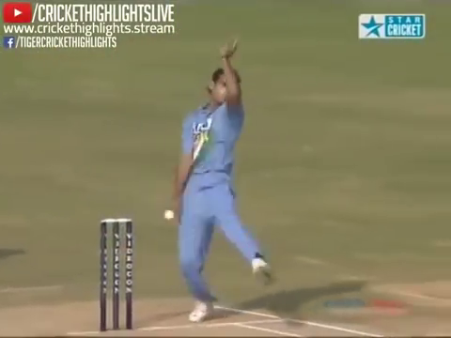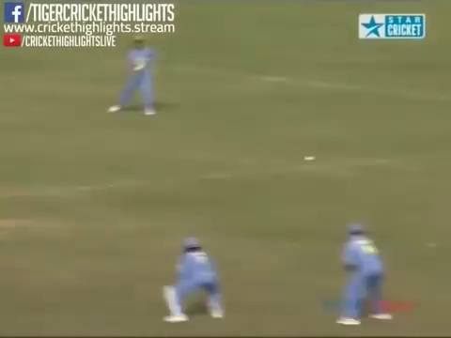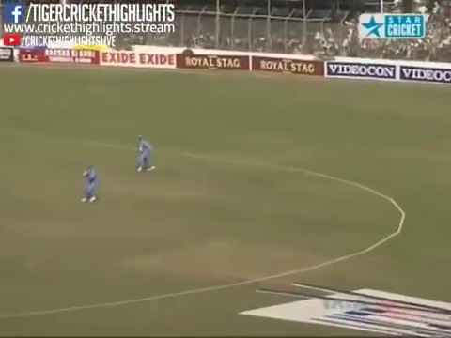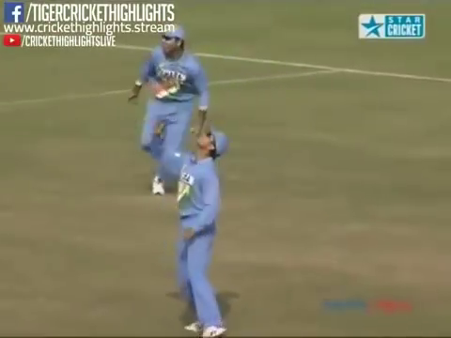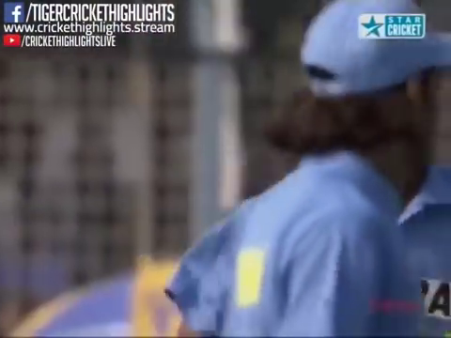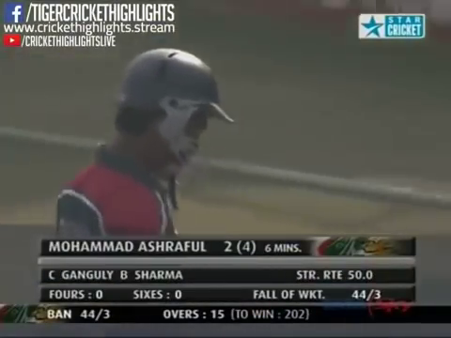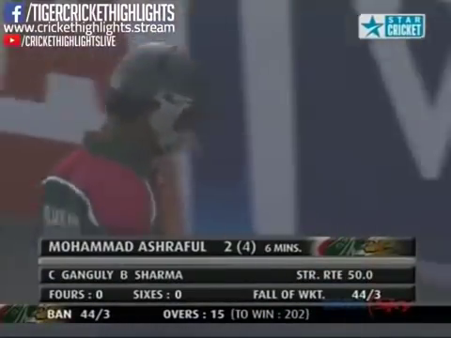Joginder Sharma must be a very happy man. He just picked up Mohammad Ashraful. A lazy stroke, he's just come in to bat. And a straightforward catch in the gully. Saurav Ganguly picks it up easily, so he has to go back to the pavilion. First wicket, much elated, Joginder Sharma. So he departs for 2. It's 44 for 3.